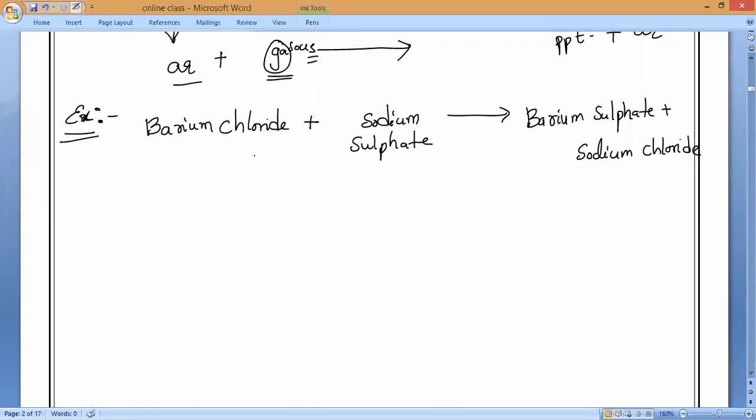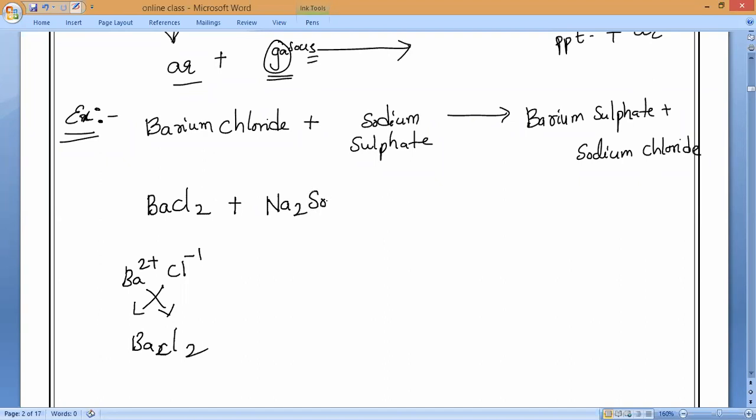Now tell me, barium chloride. What is the valency of barium? 2 plus. So Ba2+, and chlorine is minus. So exchanging, we get BaCl2. Then sodium sulfate, Na2SO4, because sodium is Na+, plus 1, and SO4 is 2 minus. That is the reason I am writing the formulas by the crisscross method every time, because you have to understand.